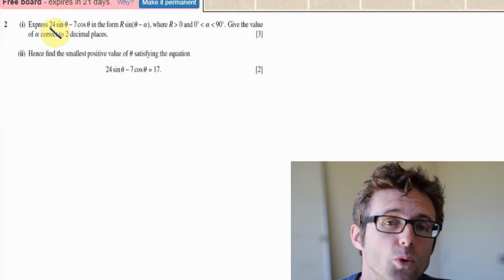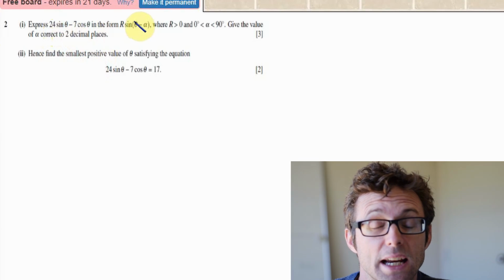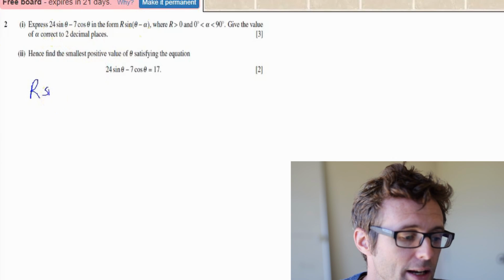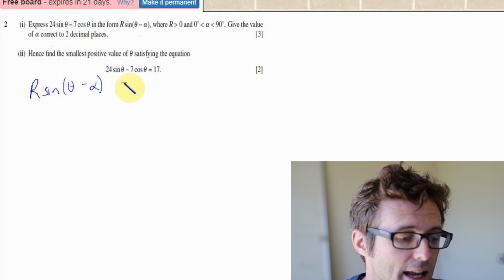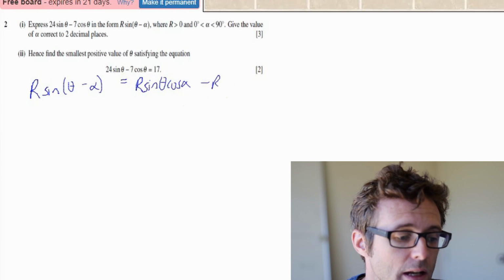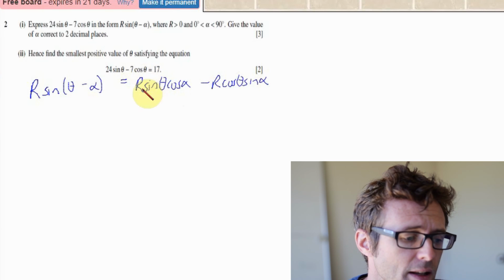We have to express 24 sine theta minus 7 cosine theta in this r sine bracket theta minus alpha form. My first step in solving these is I'm just going to remind myself of what r sine theta minus alpha looks like. And I can say, using my sine addition rule, that that is equal to r sine theta cosine alpha minus r cosine theta sine alpha. Okay, and you might be thinking, what? How does that work? Okay, let's have a look at this.